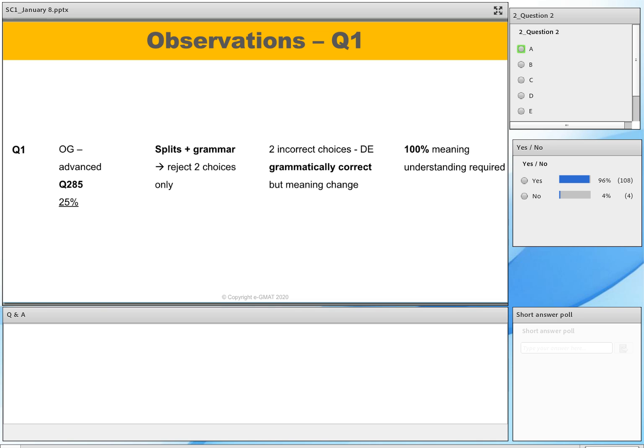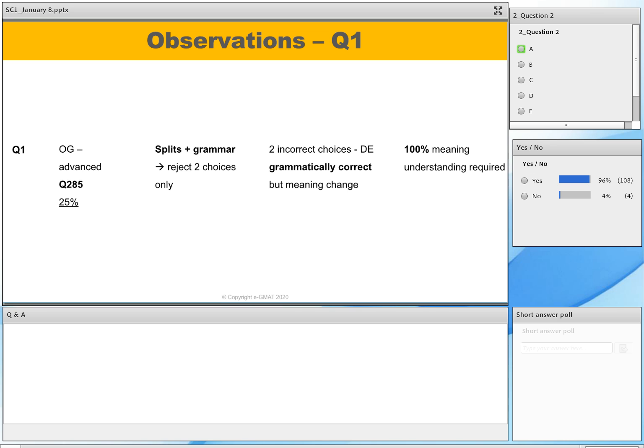Splits in grammar, you could use that to reject 2 choices, but your grammar only got you through 2 choices on this question. So we had to use meaning to get to that final correct answer choice. Absolutely 100% meaning. That was the only way to get to the correct answer choice.